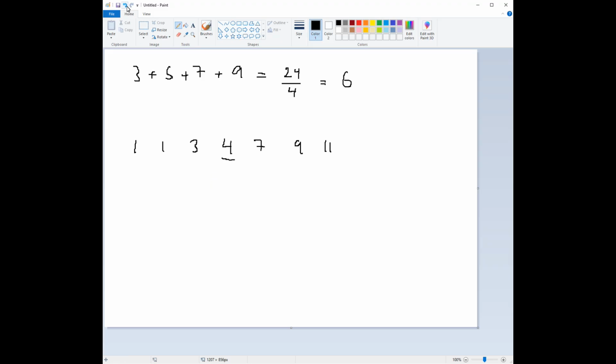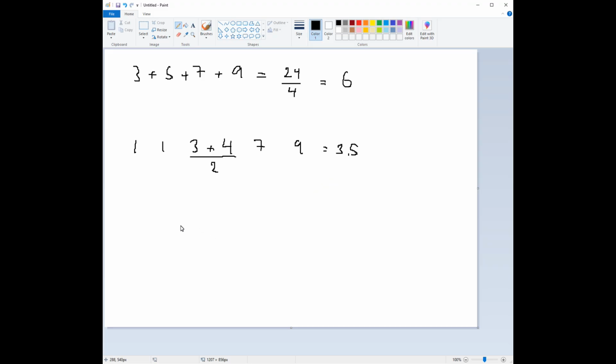So let's go back and do it like this. If you have an even number, there are technically 2 in the middle here, so that would be 3 and 4. So what we do is we add them together and divide by 2. So 3 plus 4 is 7, and divided by 2 is 3.5. So the median is 3.5.